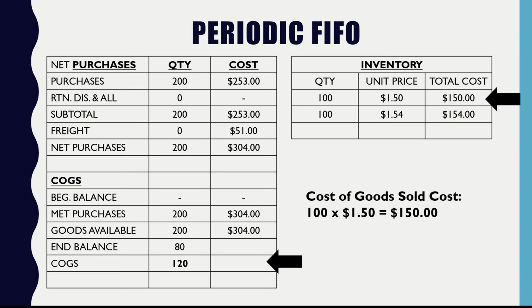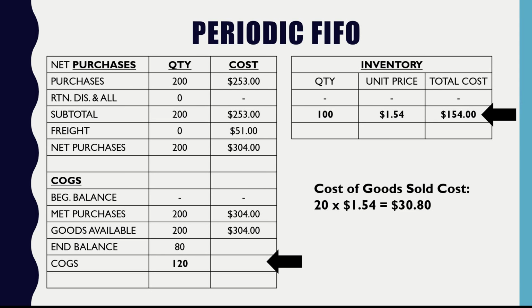So in this case, we already sold our first 100. Now we have to consider the remaining 20 items that we need to sell, and we only have one batch left anyway. So my last one here, which is $1.54, I'm going to calculate on a per unit basis. I sold 20 items, which cost me $1.54 each. And there I calculate it and get a total of $30.80.